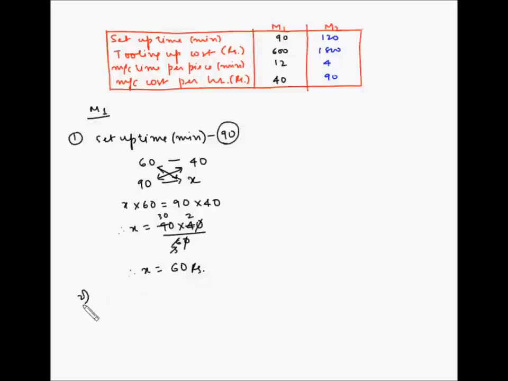Now the second item is the tooling up cost, which is already given to us as 600 rupees for M1. The third item is the machine time per piece.